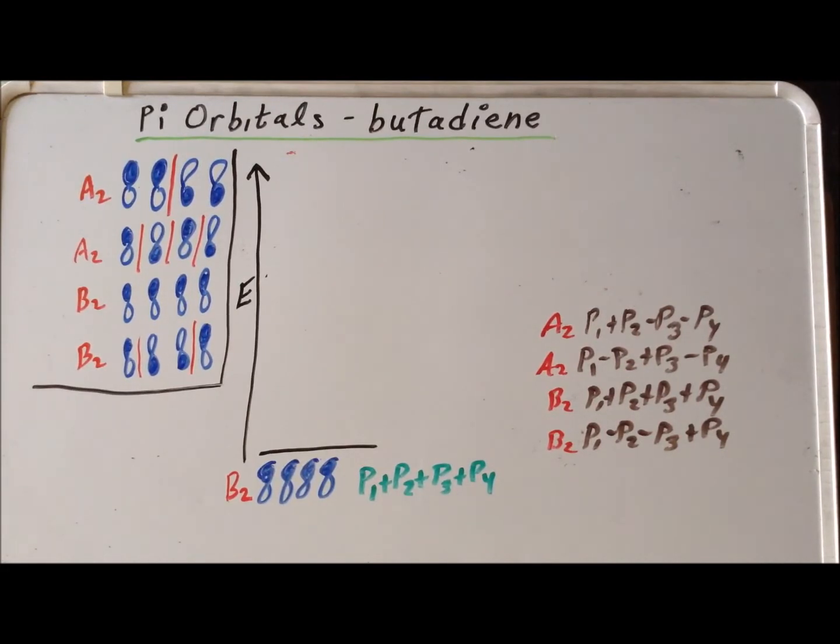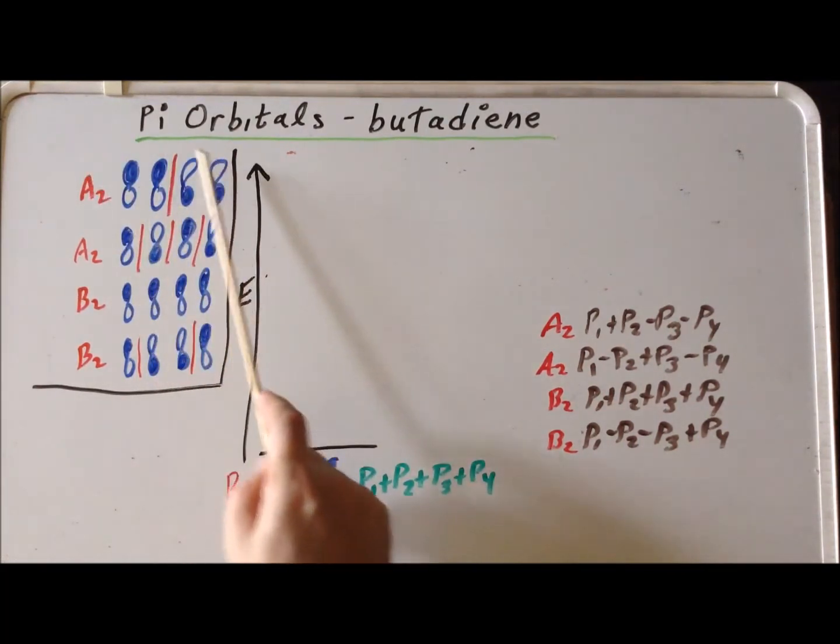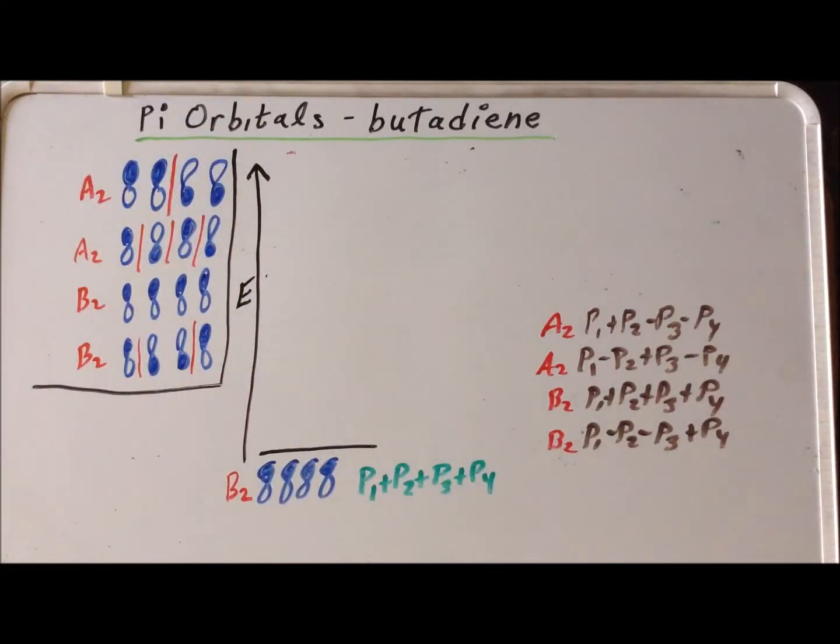What is going to be the second highest in energy? The next highest in energy. Well, we started with 0 nodes, so we would expect that the next highest in energy orbital would be the one with 1 node. And we have this particular A2 combination that has 1 node, so therefore we're going to place it in our diagram as the next highest energy.